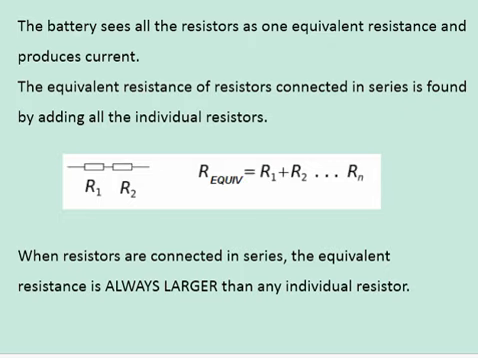Once the battery knows what that equivalent resistance is, it's going to produce the necessary current to supply that one equivalent resistor. So when objects are connected in series, the equivalent resistance is simply found by adding the resistance values of all the devices in the circuit.